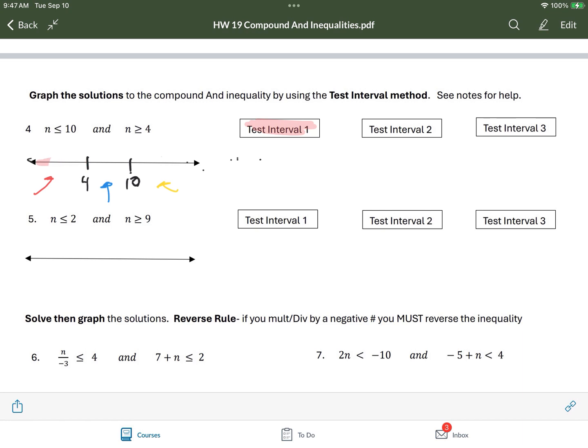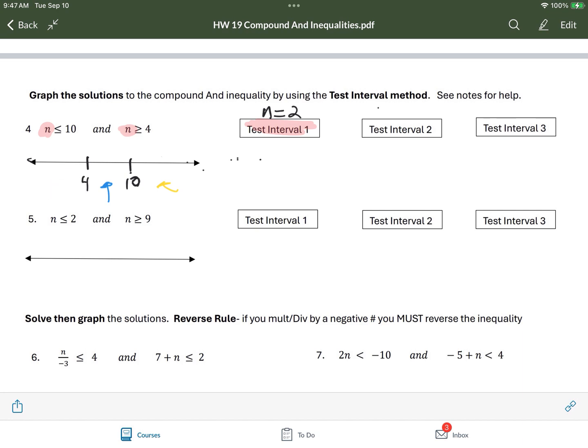So let's pick 2. So we're going to test 2. And we're going to put 2 into where the variables are. So wherever there was an n, we're going to put a 2, because we're testing 2, because 2 is on the left-hand side of 4, and that's interval number 1.